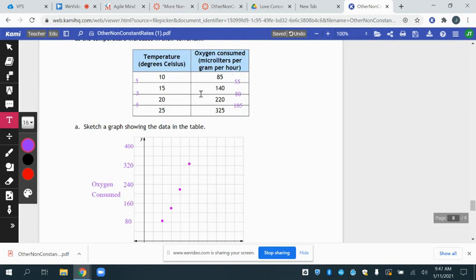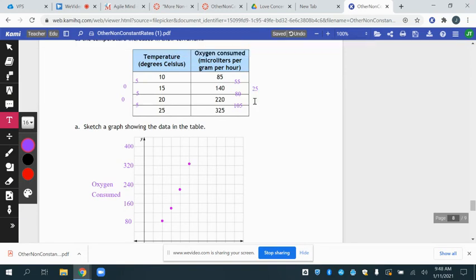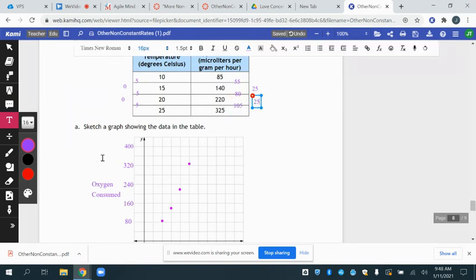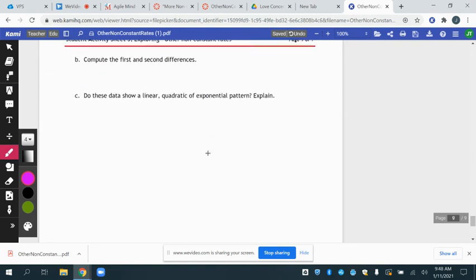And how far are these guys up? Well, these guys are obviously 0 apart from each other. From 5 to 5 is 0. From 5 to 5 is 0. That's my second difference. From 55 to 80, that's 25 more. And from 80 to 105, that's 25 more. The second difference is the same, second difference is the same.